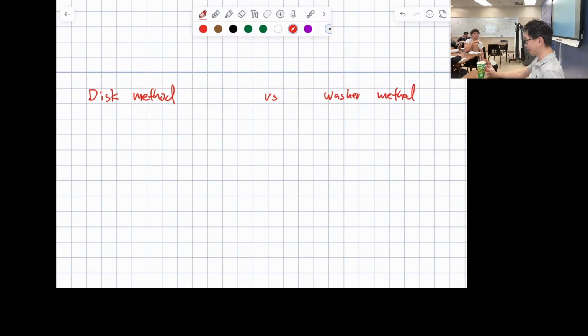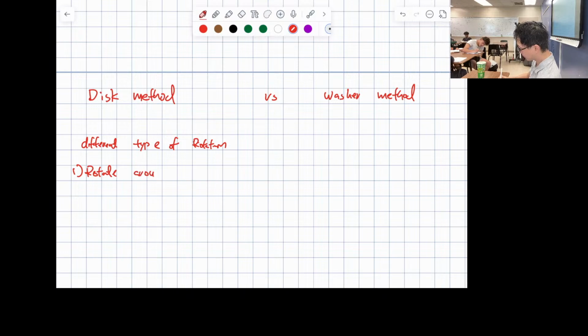So this method and the washer method. So let's start with disk. Also, I'm going to talk about different types of rotations. Okay, so there are different types of rotation. Usually, in general, the easiest one is 1, rotate around the x-axis. And 2, be rotating around the y-axis.